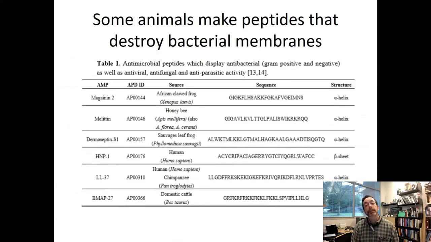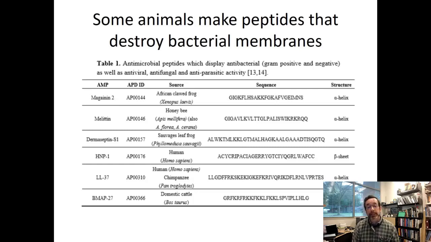And this also applies to peptides. Some animals actually make peptides that go into bacterial membranes and they dissolve into them and they disrupt them, just like the small molecules do. Clearly, these peptides are much larger than the drugs we're talking about, but they are usually half nonpolar, half polar. So their nonpolar parts dissolve in the membrane and their polar parts disrupt the membrane.